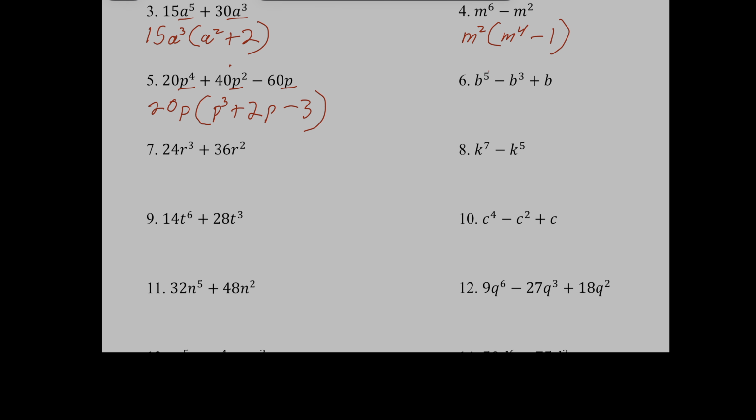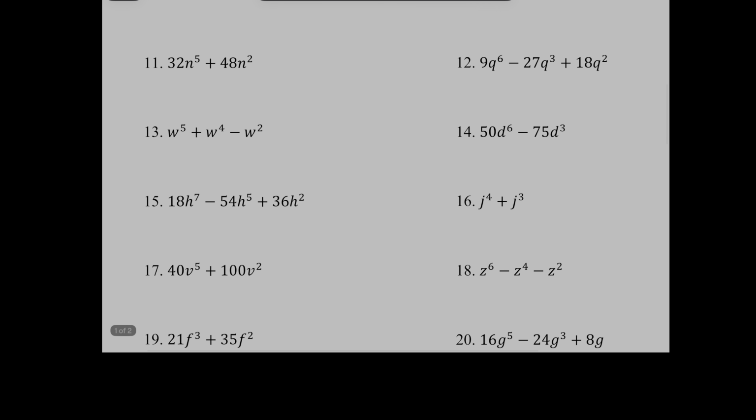Number 6, 5 B's, 3 B's, 1 B. All I can do is pull out a B. What's left over? I had 5, I pulled out 1, I'm left with 4. Minus, I had 3 B's, I pulled out 1, I'm left with 2. And the last one, B divided by B, is 1. Okay, let's go on to number 7. So 24 and 36, maybe you see, let's see, let me go down here.